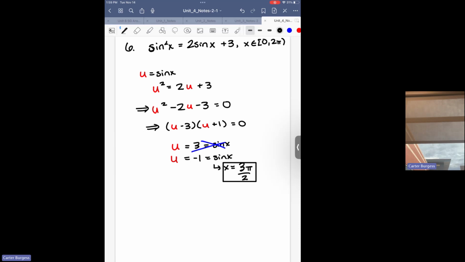So how could we reformat this to be in terms of sine? What is cosine squared? The same thing. Yeah.